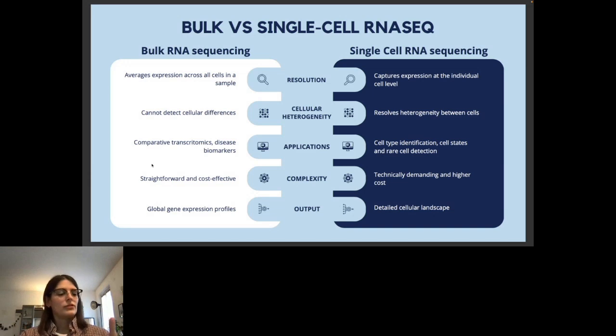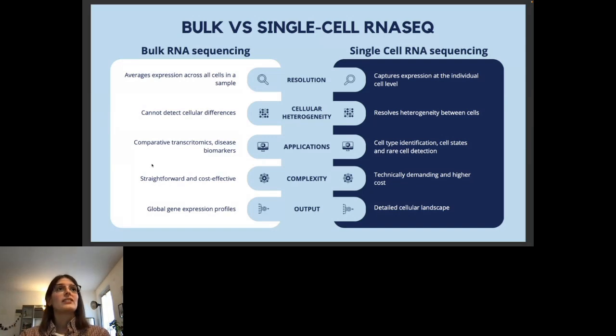Regarding the application, for the bulk, we can have comparative transcriptomics or disease biomarker discovery. And usually, we perform a differential expression analysis between one condition and another. Whereas single cell can have more variety in the applications, because, as I said before, we can do the comparative transcriptomics, the differential expression analysis for each cell type that we are studying, but we can also use this data to find new or rare cell types. So, cell type identification.